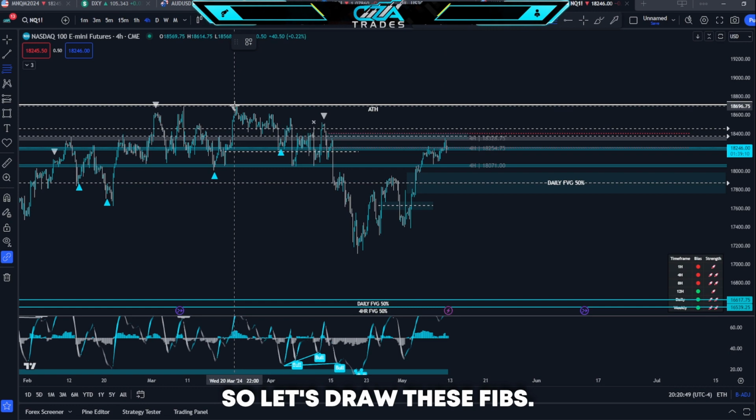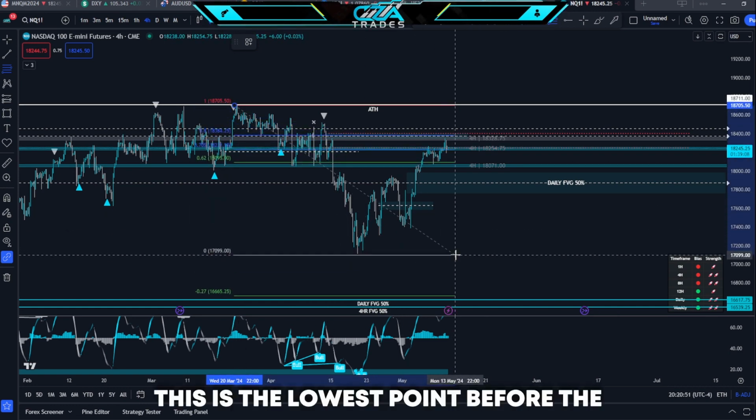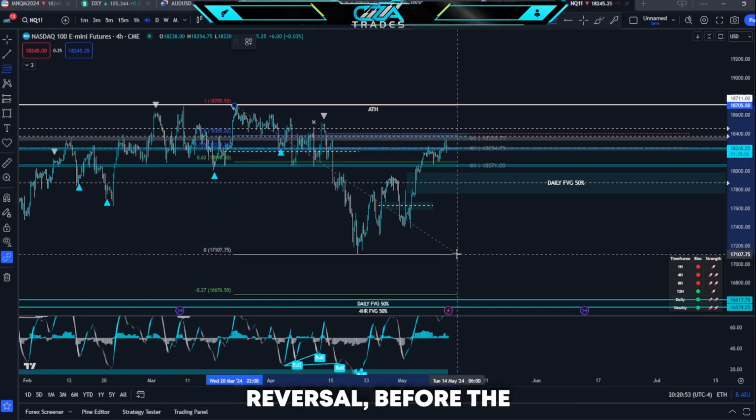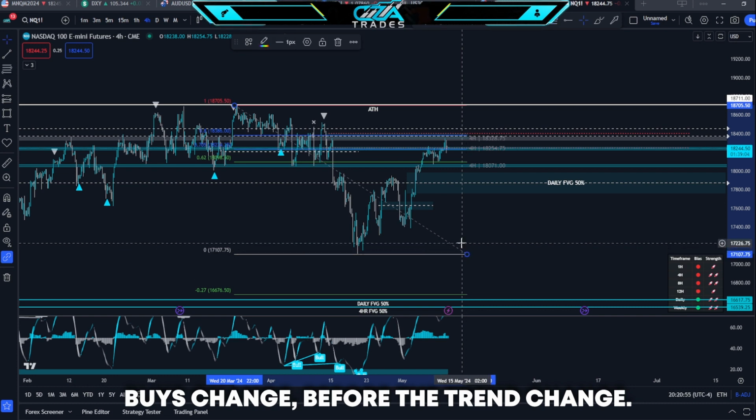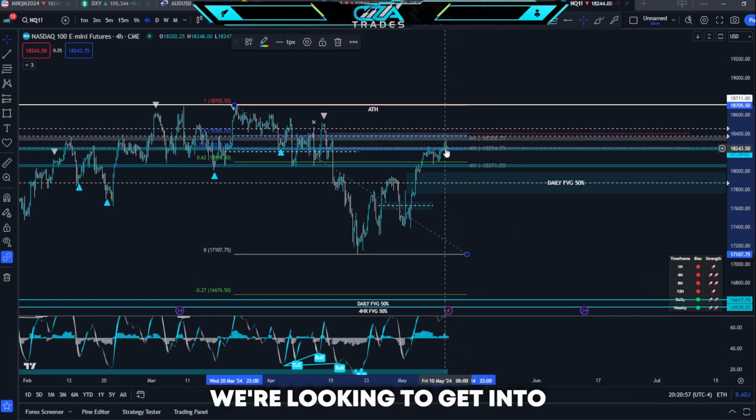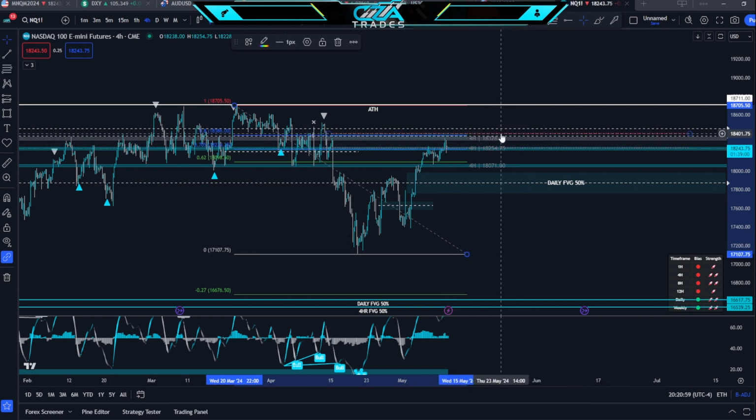So let's draw these fibs. This is the highest point. This is the lowest point before the reversal, before the bias change, before the trend change. We're looking to get into these positions right over here.